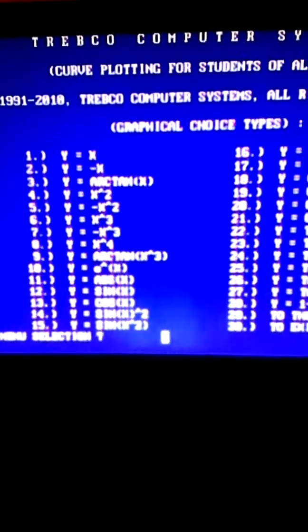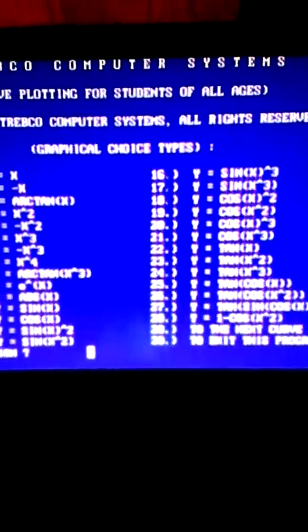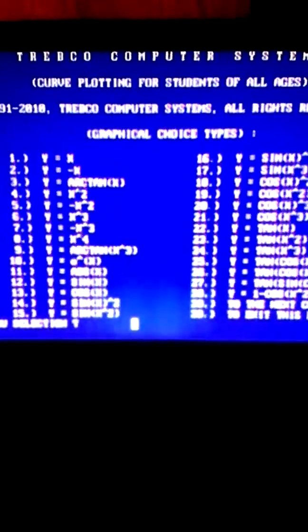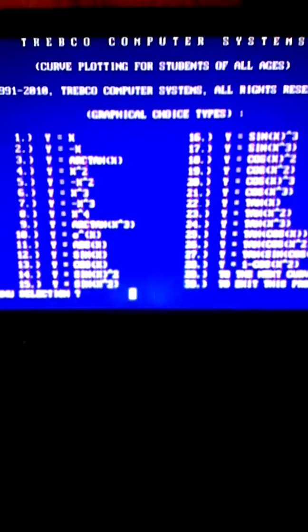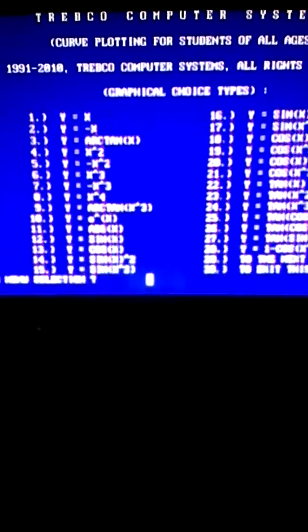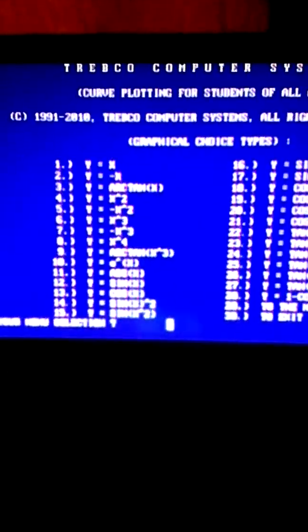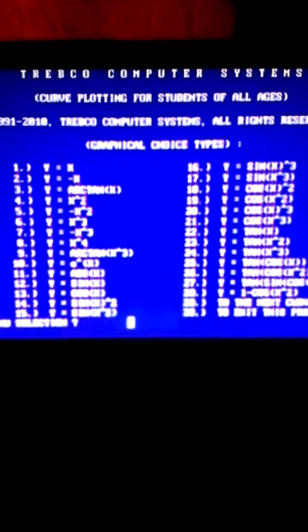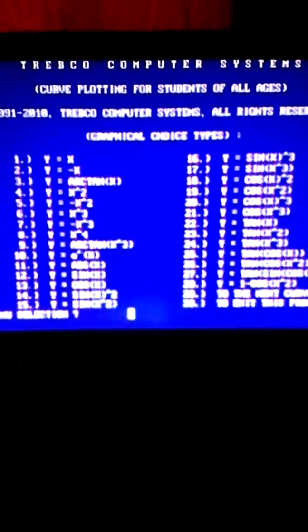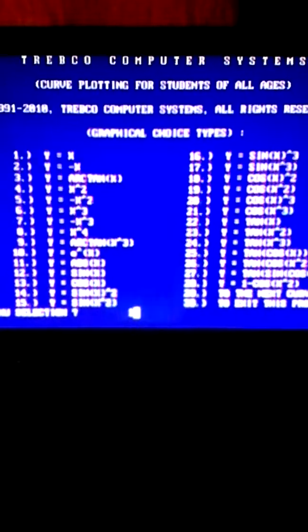This is Trebco Computer Systems. I'm Professor Raymond Buck, Research Professor Raymond Buck, and we're going to be looking at some of the systems. Today we're going to be looking at the math function. It can be used in the Trebco Education Tablet, the Trebco Engineering Tablet.